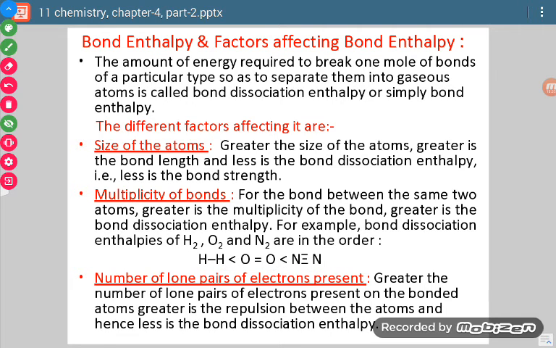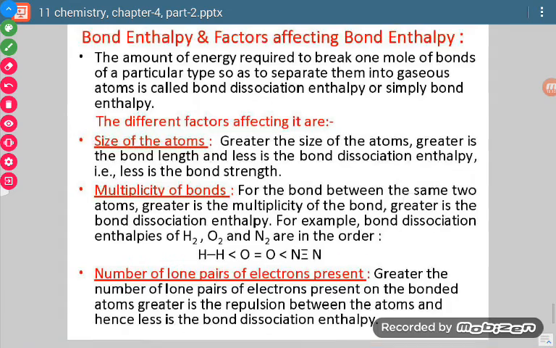Now the number of lone pairs of electrons present. If there are many lone pairs present, they will repel each other. There will be repulsive forces, and if there are repulsive forces, then the molecule or atom or that particular bond will be less stable. So it will dissociate with less energy. So the presence of lone pairs of electrons destabilizes the molecule and helps in reducing the value of bond enthalpy.